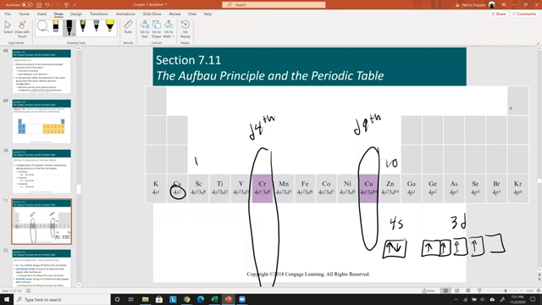Based on writing this, does anybody have any idea why chromium would take one electron from 4s and put it in its empty box? Any ideas? If not, that's totally fine. This is just to see if you guys are thinking about it. No? Okay, that's cool. It's late. All right. Oh, we have an idea.